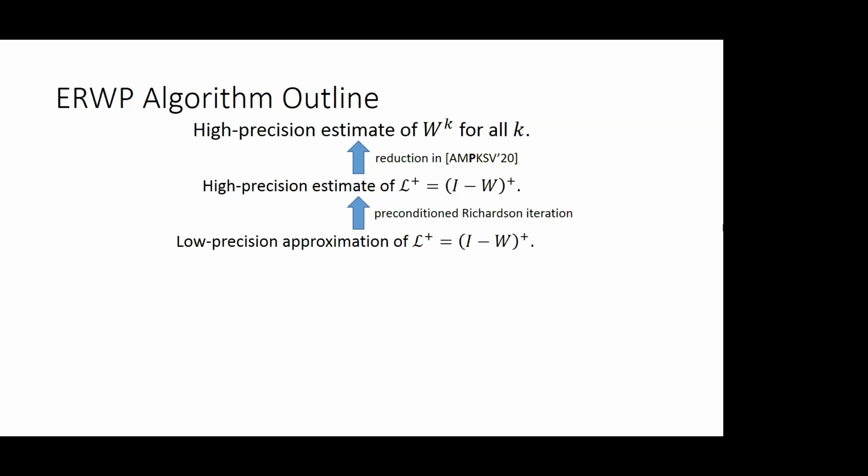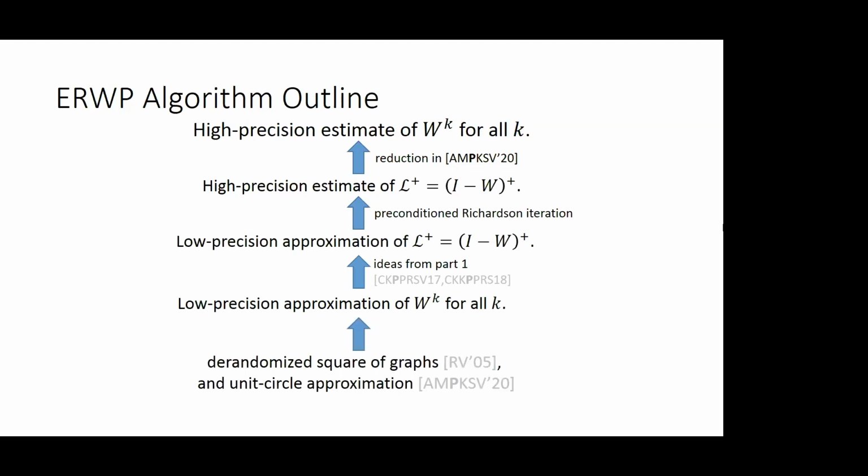It's essentially the same algorithm that we talked about in the last talk, but adapted for a low space setting. And then we're going to get that low precision estimate of L pseudo inverse from low precision approximations of W to the k for all k. And those low precision estimates of W to the k for all k are going to come from the derandomized square of graphs. But in order to analyze it, even though we're using this derandomized square of graphs, which is a previously known algorithm, we're going to have to use a new notion of approximation called unit circle approximation, which we'll talk about later in the talk. OK, so first, we're going to talk about how to get a high precision estimate of W to the k from a high precision estimate of L pseudo inverse.